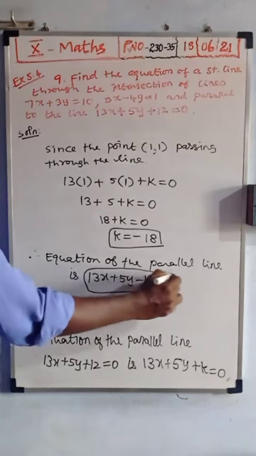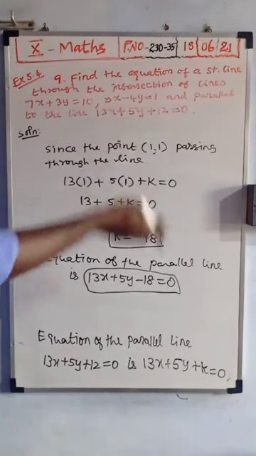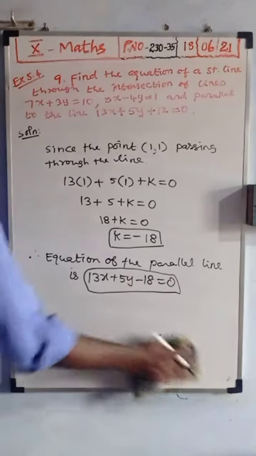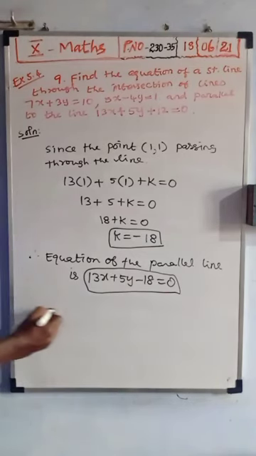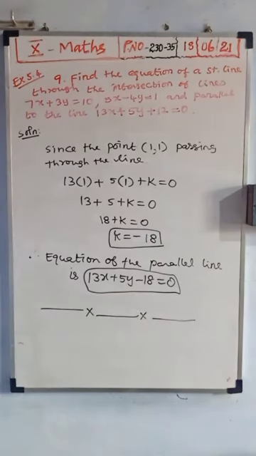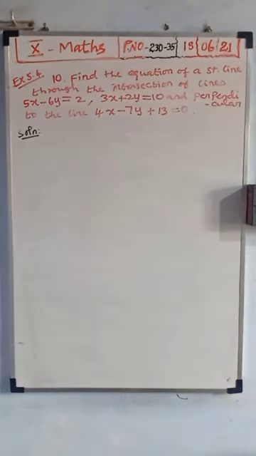Okay. So already one line is given. For the parallel line, only the constant term alone will change. Therefore, here the constant term we received is minus 18. Therefore this is the parallel line equation. That's all. See, next, question 10, and the same procedure.